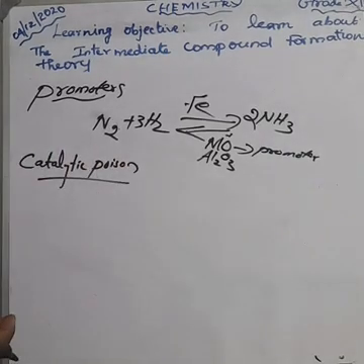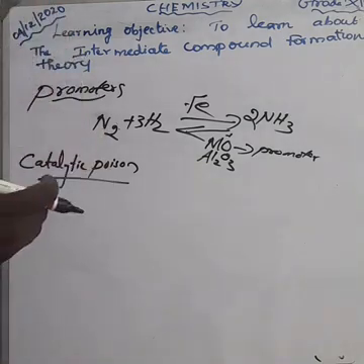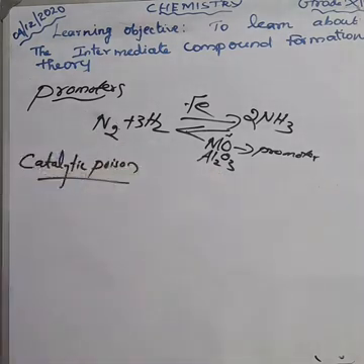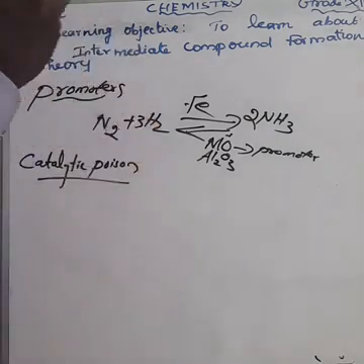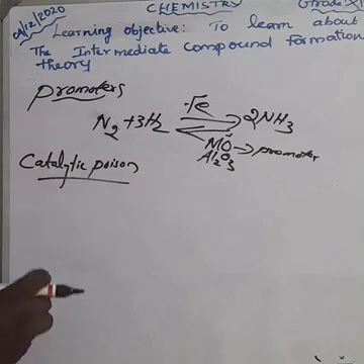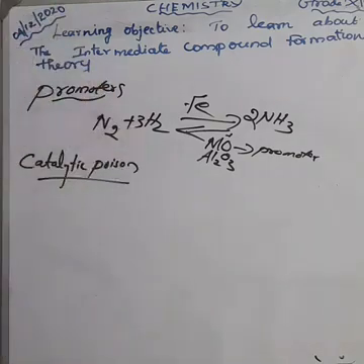Certain substances, when added to a catalyzed reaction, may decrease or completely destroy the activity of the catalyst. Those substances are called catalytic poisons.